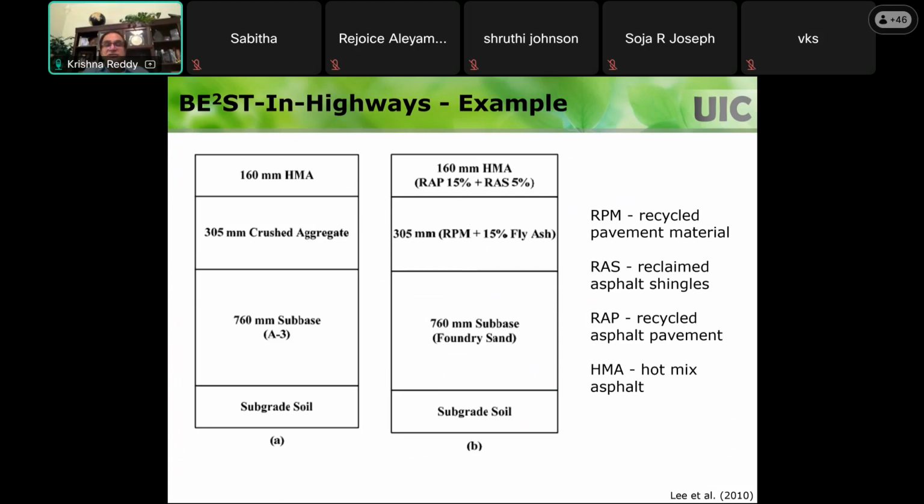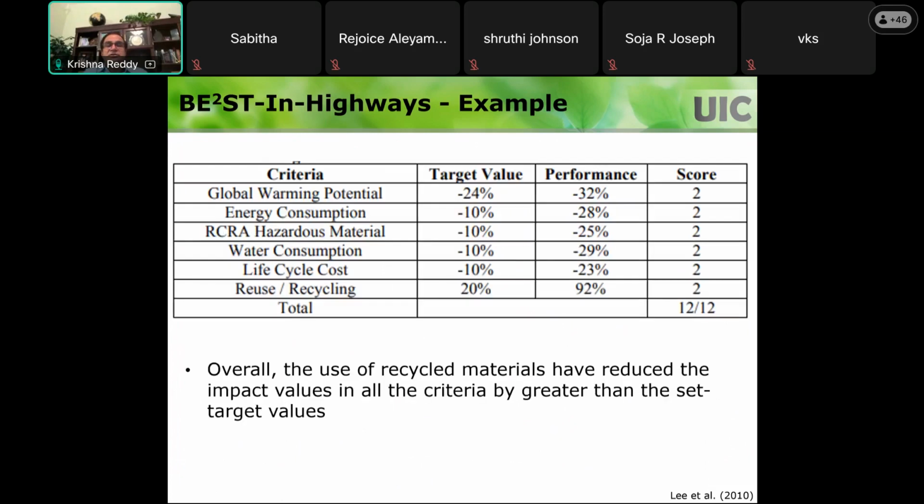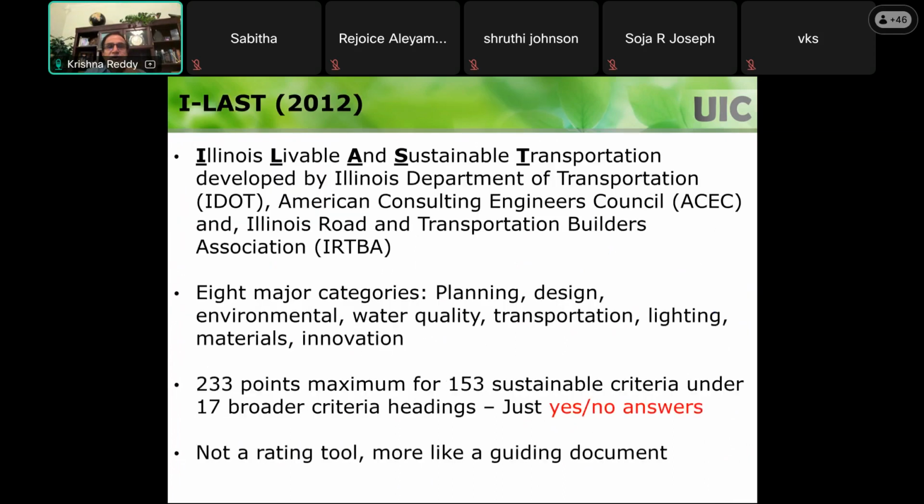So how sustainable is this one? If you look at this rating system and calculate it, this is the target values, and it exceeds the target values, and it shows that it's a great sustainable project.